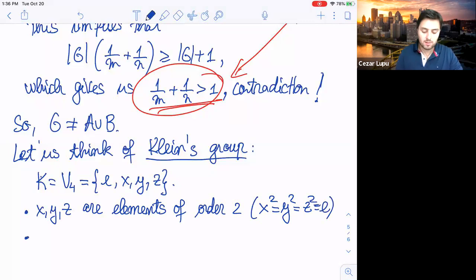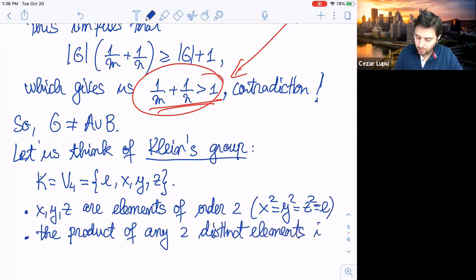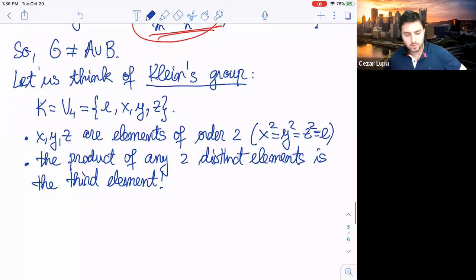And what other property does this group have? That the product of any two distinct elements is the third element. So let me write it like this: the product of any two distinct elements is the third element. So this is how a Klein group is defined.